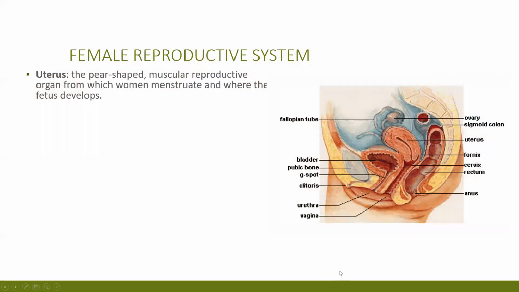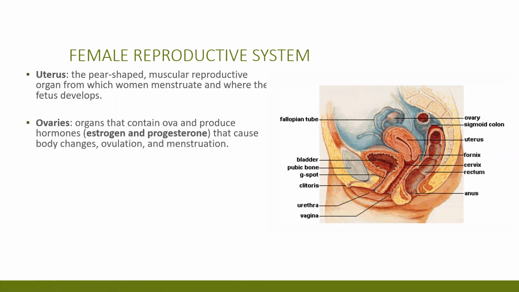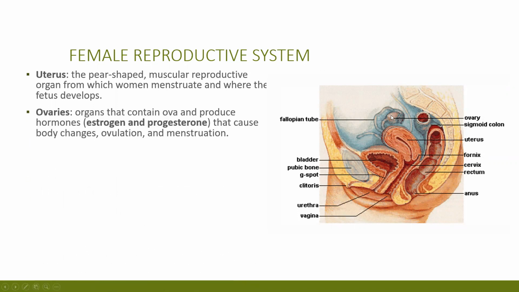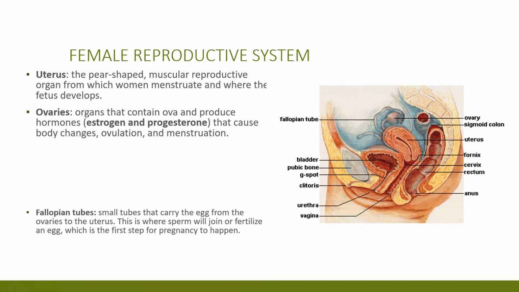We're going to first talk about the female reproductive system and the different parts of the female reproductive system, starting out here with the uterus, where my cursor's pointed. The pear-shaped muscular reproductive organ from which women menstruate and where the fetus develops. Next, we have the ovaries, located right here on the diagram. The organs that contain ova and produce hormones, estrogen and progesterone, that cause body changes, ovulation, and menstruation.